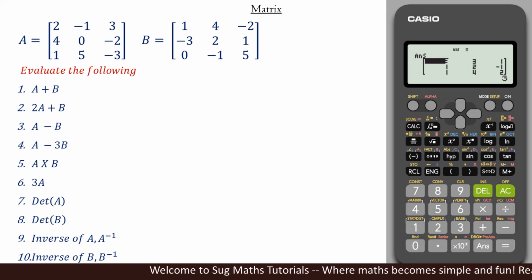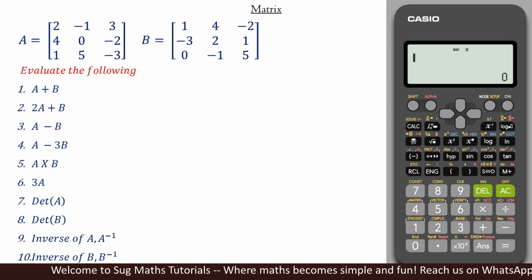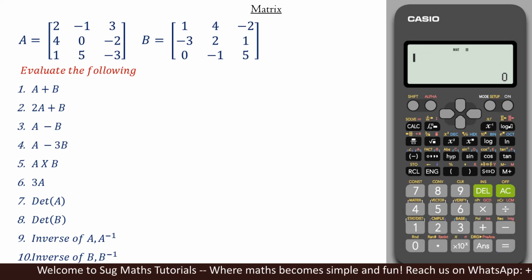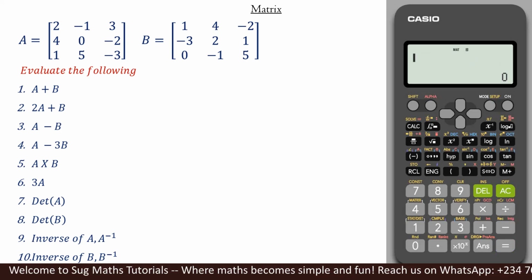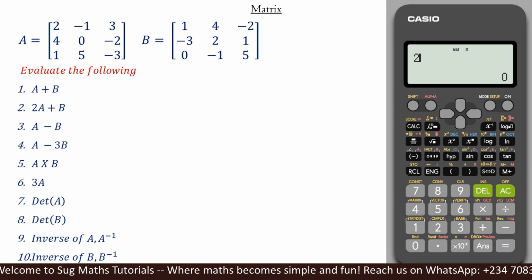So here it has given me the answer. Are we together? So this is the answer for matrix A plus B. Yes. Now let's go again. We can also say 2 matrix A plus B, 2A plus B.